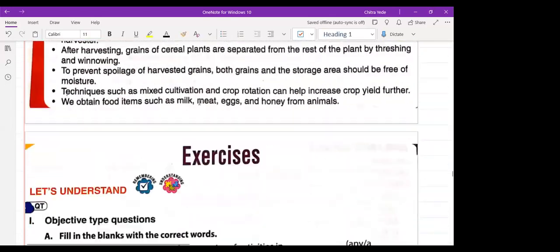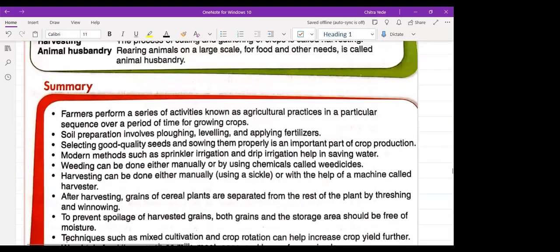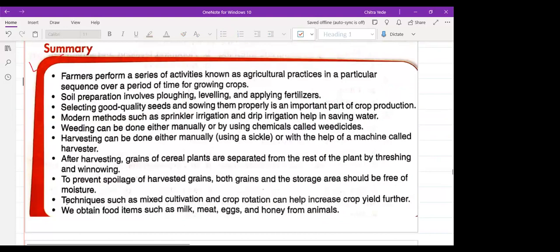So here we have completed our chapter. I want you to read the summary of the chapter once.